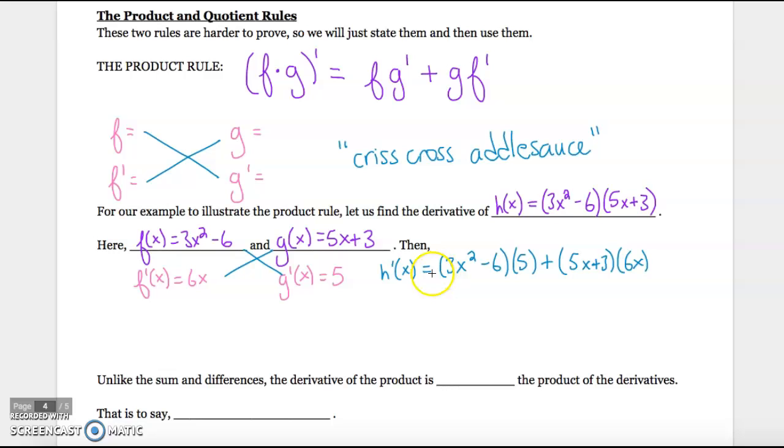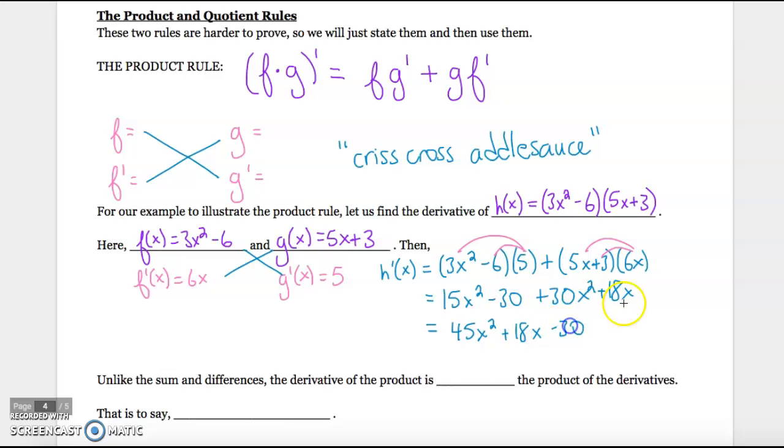And sometimes, like on an FRQ, you could absolutely 100% stop there because you've done the calculus, right? You found the derivative. But for our purposes and just for practice, we're going to go ahead and simplify this as well. So go ahead, distribute that 5, go ahead, distribute that 6x. So we end up with 15x squared minus 30 plus 30x squared plus 18x. So then I get that 45x squared plus 18x minus 30. So that would be your answer.